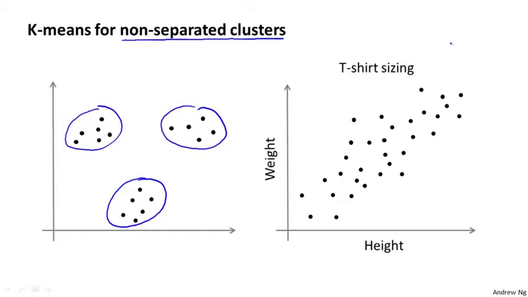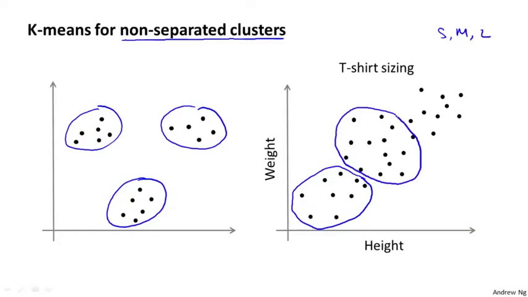Let's say you want to size your t-shirts. Let's say I want to design and sell t-shirts of 3 sizes: small, medium, and large. So how big should I make my small, and how big should I make my medium, and how big should I make my large t-shirts? One way to do this would be to run the k-means clustering algorithm on this data set that I have shown on the right. And maybe what k-means will do is group all of these points into one cluster, and group all of these points into a second cluster, and group all of those points into a third cluster. So even though beforehand it didn't seem like we had three well-separated clusters, k-means will separate out the data into multiple clusters for you.